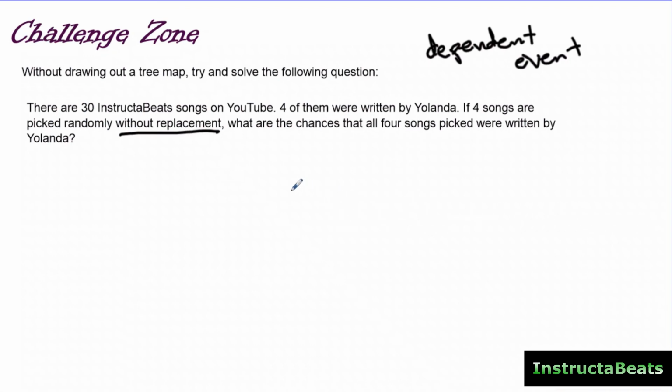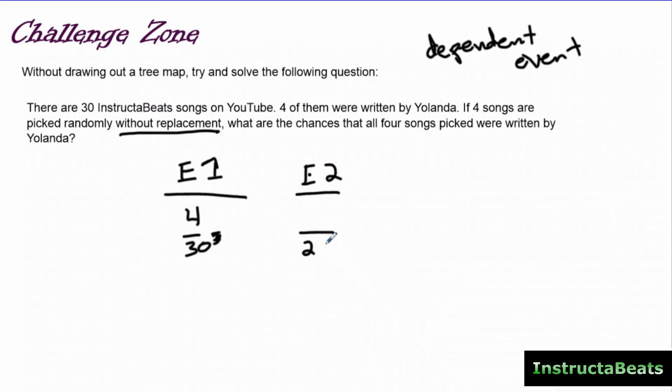So the first thing I'm going to do is I'm going to start with the probability that in the first event, okay, so in event 1, if you will, a song written by Yolanda was picked out, right? So that would be 4 out of 30. And you could simplify that if you wanted to 2/15, but I'm not going to because it's just going to help me show what we're doing. That means in event 2, there are now only 29 total songs.